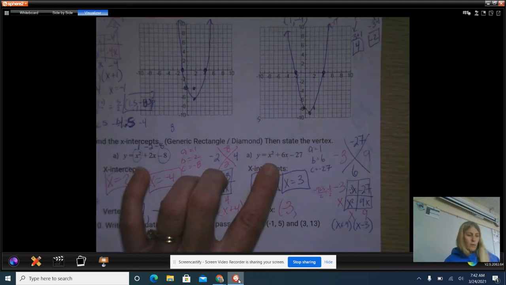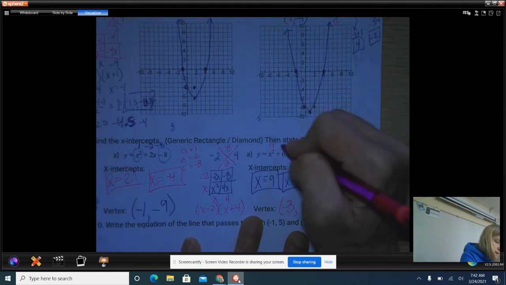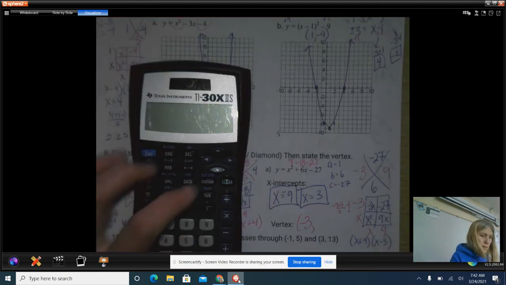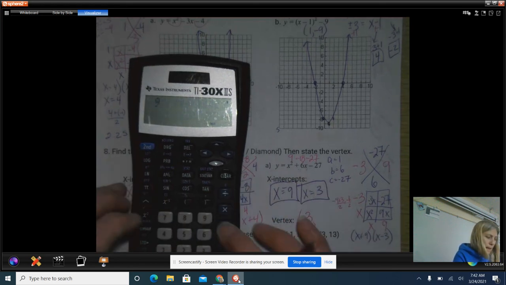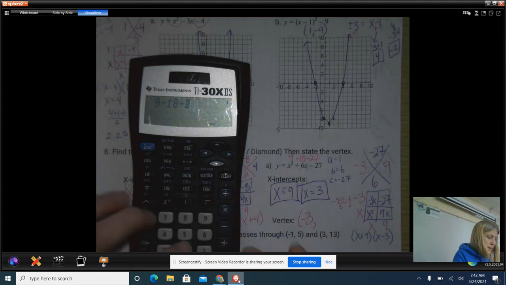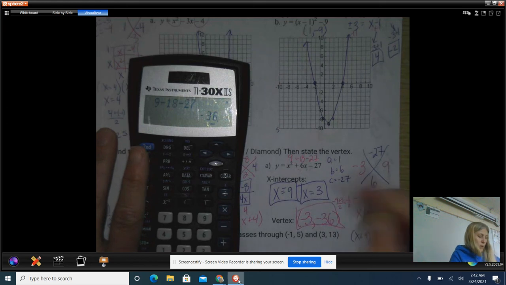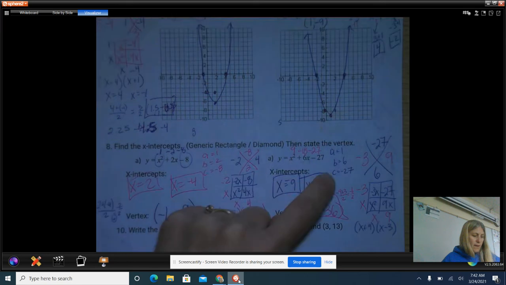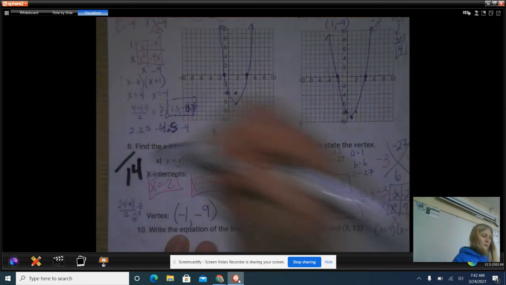We're then going to plug that into our original equation. -3 squared is 9. 6 times -3 is -18 minus 27. So 9 minus 18 minus 27 is going to be -36. So this one is also worth those same number of points. 1, 2, 3, 4, 5, 6, 7. So between these two, problem number 8 is worth 14 points.